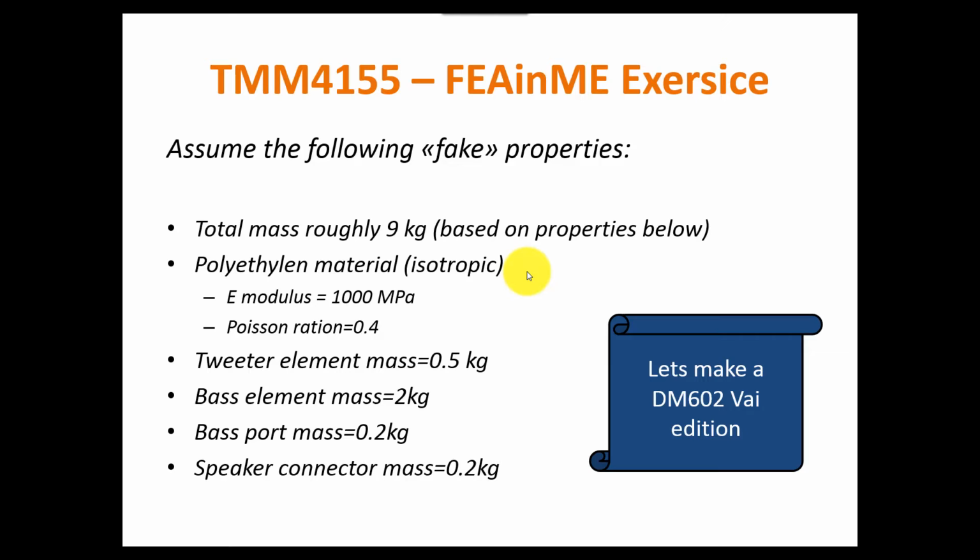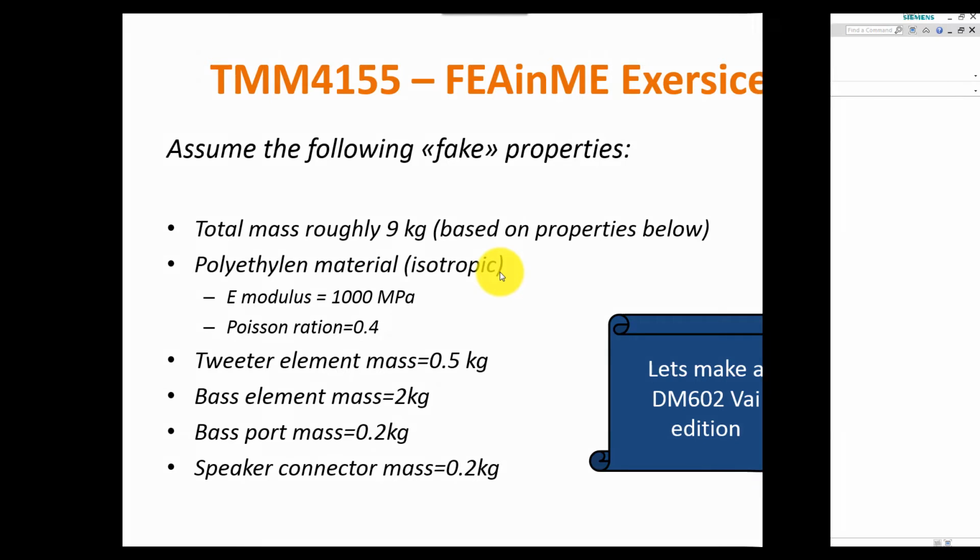I assume an E modulus of 1000 megapascal and a Poisson ratio of 0.4. Then I guess that the tweeter element weighs roughly 0.5 kilos, and the base element weighs 2 kilos. The base port mass, that means the plastic part in front, I guess is about 0.2 kilos. And the speaker connector mass at the rear of the loudspeaker is roughly 0.2 kilos. So let's make a DM602 Vai Edition.